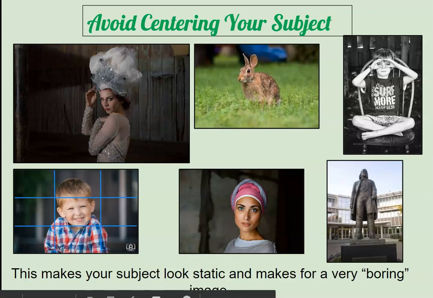So the main thing with rule of thirds and composition is to avoid centering your subject. This can make your subject look more static and makes for a little bit more boring of an image. Instead, work with the rule of thirds.